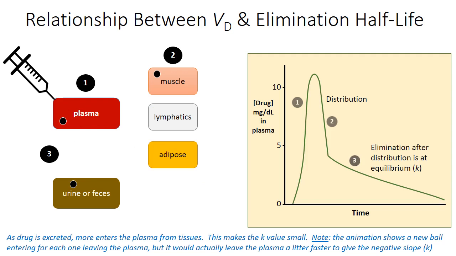I'm just trying to show you that the plasma doesn't just have separate time points where it's like, okay, here's distribution, here's elimination, and they're all separate. No, they're happening at the same time, and we're going to slow down that last phase because of that. So again, the more a drug distributes, generally, the slower the elimination rate, because it's constantly feeding back into the plasma every time we get rid of some.